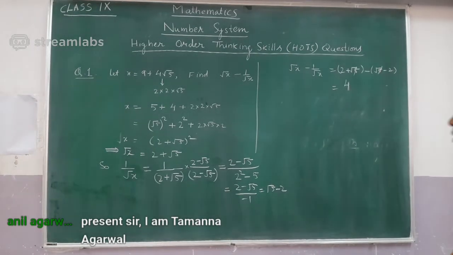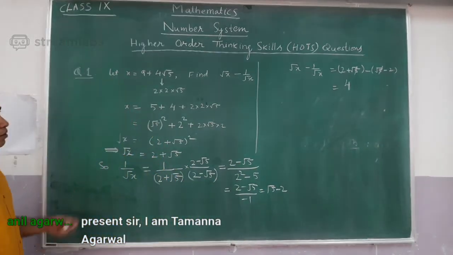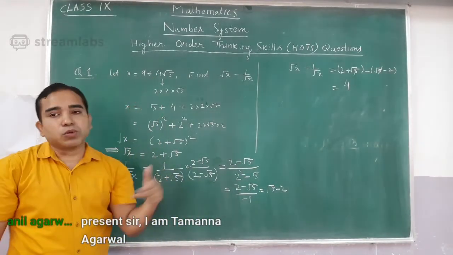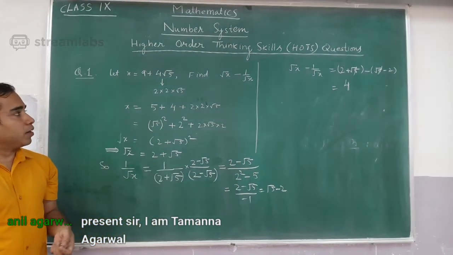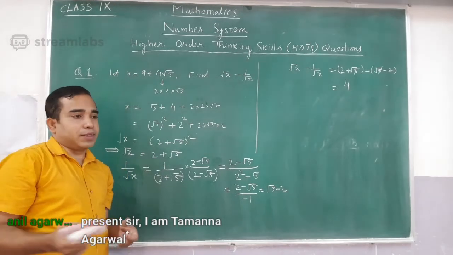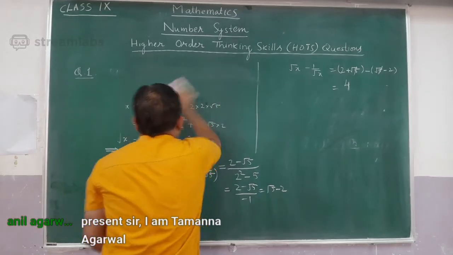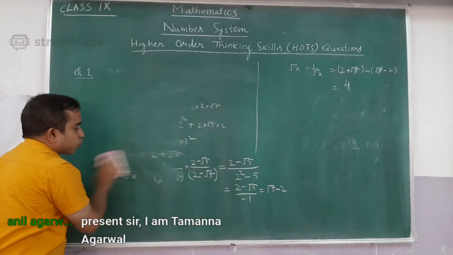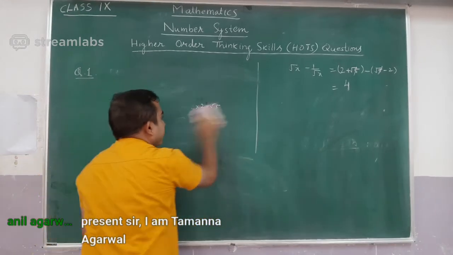So what was the overall approach in this entire question? For the number whose root x and whose 1 upon root x we wanted to find, that number should be seen as a perfect square of some number, right? Let us move on to the next problem of module 5.